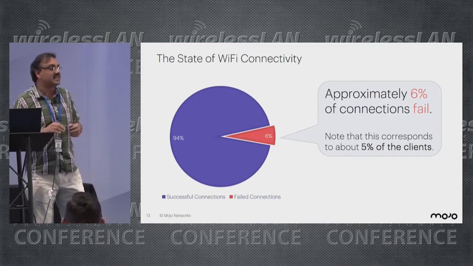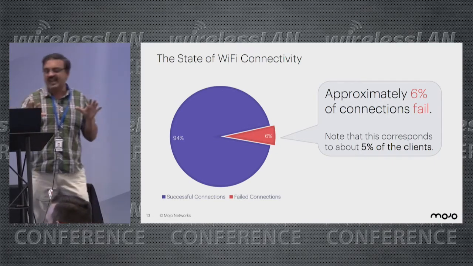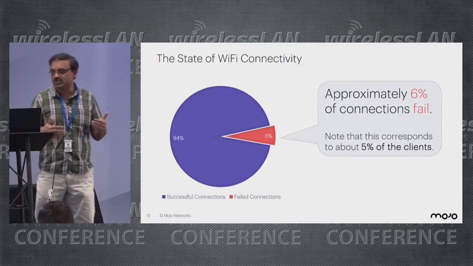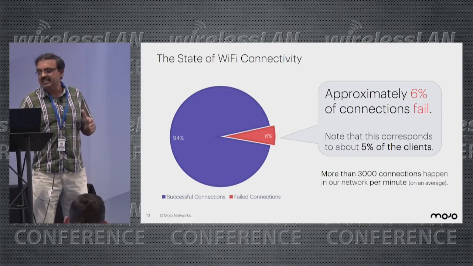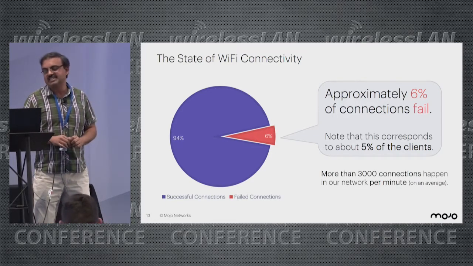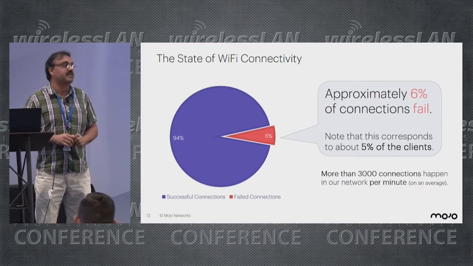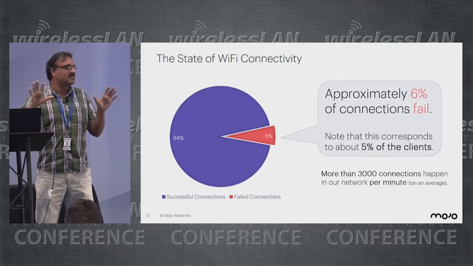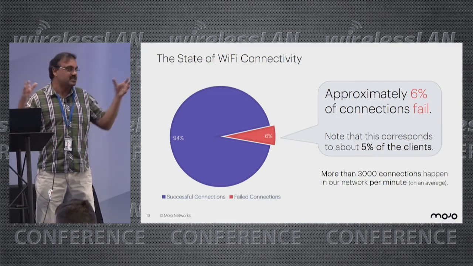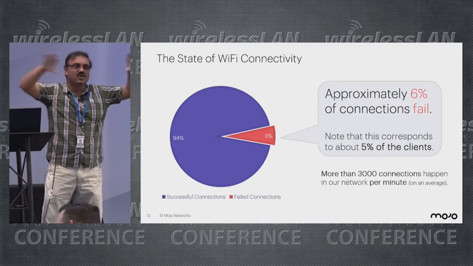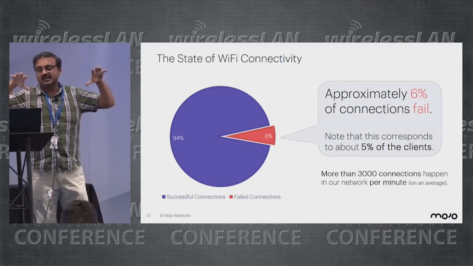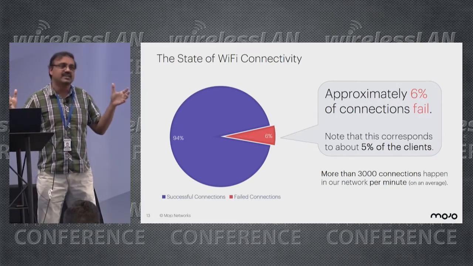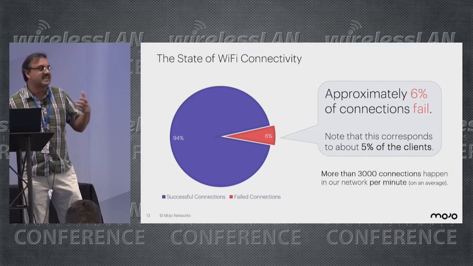This 6% connection failure corresponds to about 5% of the clients, because a client may fail multiple times because of the periodic nature of the Wi-Fi connection and so on. But we have more than 3,000 connections happening in our network per minute. So 5% of this is roughly 120 to 150 failures. Of course, they are not happening in one place. As I said, we analyzed more than 31 million associations, and they are happening in a distributed way, but still it is a significant number which we need to understand better.